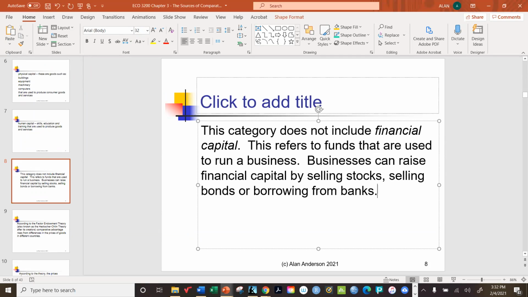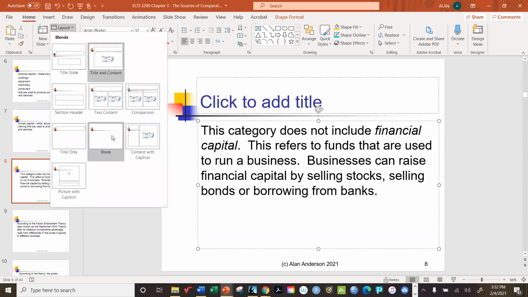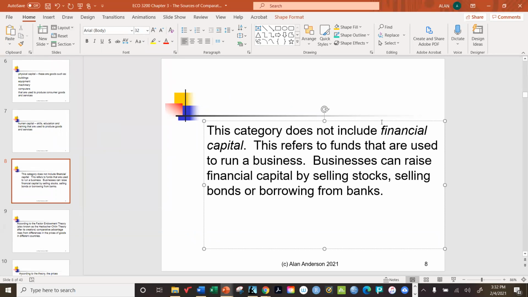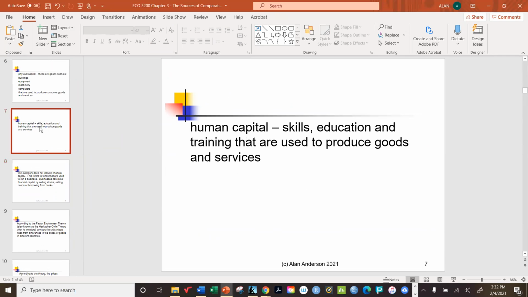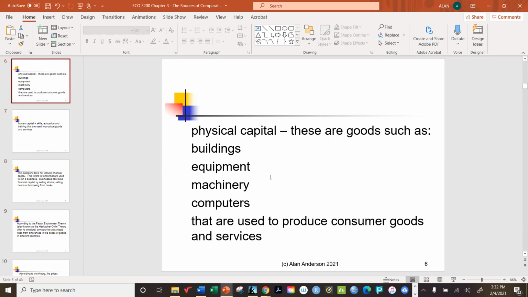So when you hear the word capital, you have to be careful to make a distinction between physical capital, human capital, and financial capital. We're only counting the first two in this category. These are resources that are needed to produce goods and services. The financial capital is something that we need, of course, to run the business, but it's not being used directly to produce the goods and services.